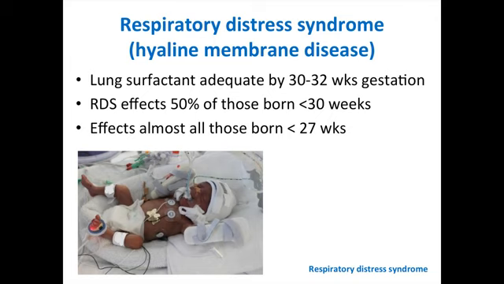Respiratory distress syndrome, which you may see in some of your older textbooks called hyaline membrane disease, is due to surfactant deficiency. Lung surfactant is adequate by 30 to 32 weeks gestation, but before 30 weeks of gestation, respiratory distress syndrome affects 50% of newborns, and it affects almost all of those born at less than 27 weeks.